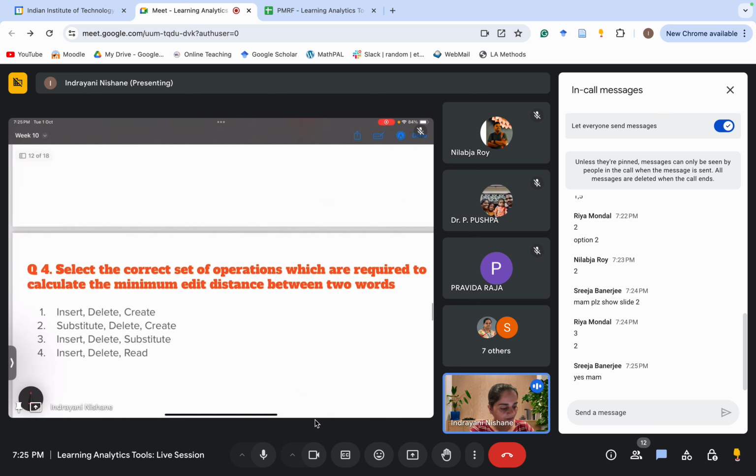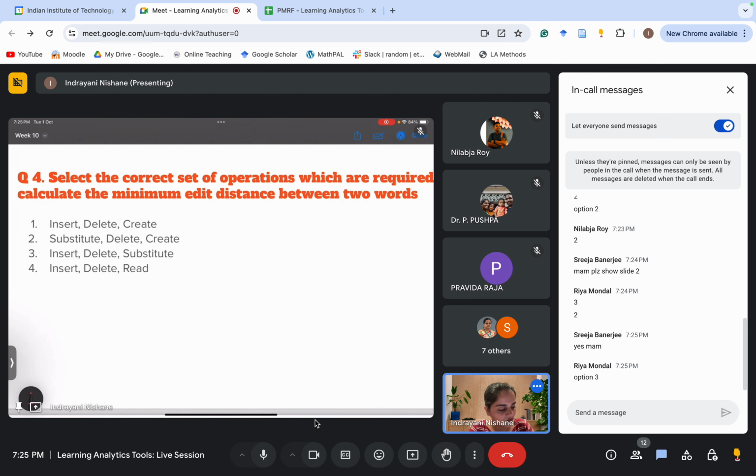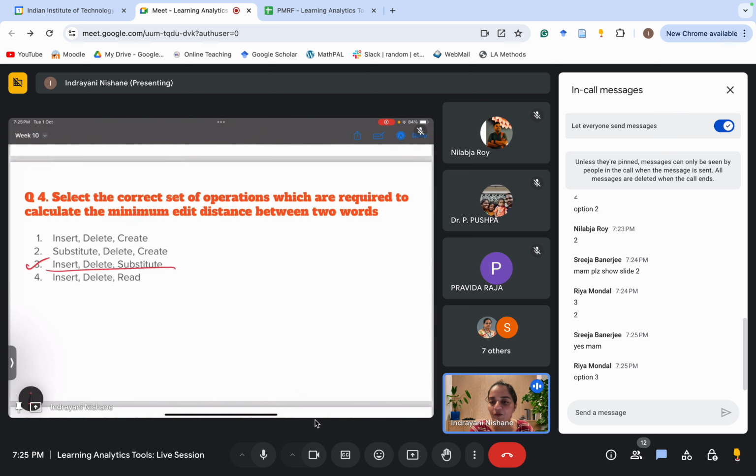So question 3 done. Question 4: select the correct set of operations which are required to calculate minimum edit distance between two words. So how many times will we have to do the operations on alphabet? Which type of operations do we need to do? Insert, delete and substitute. If we are to perform these three operations, how many times we perform them will help us in determining minimum edit distance.